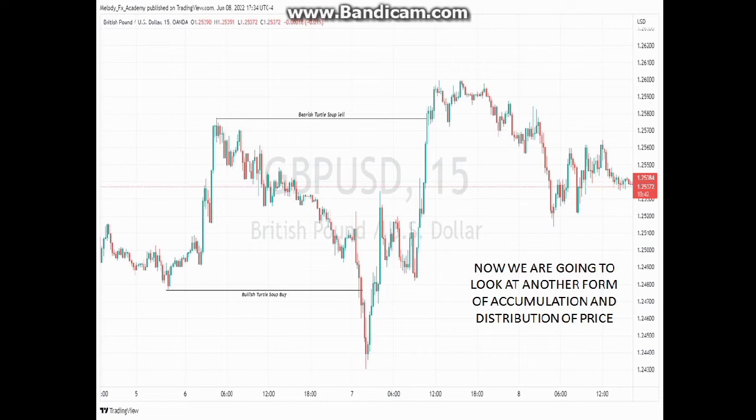But today we are going to be looking at another form of accumulation and distribution of price, and that is by way of the rejection block. Although we have talked about it some time in the past, I brought it up again because it is part of the smart money advanced model, so we can't skip it just because we have talked about it earlier.